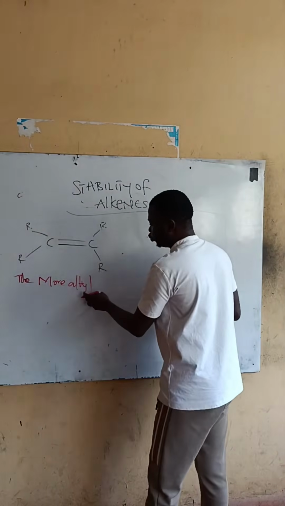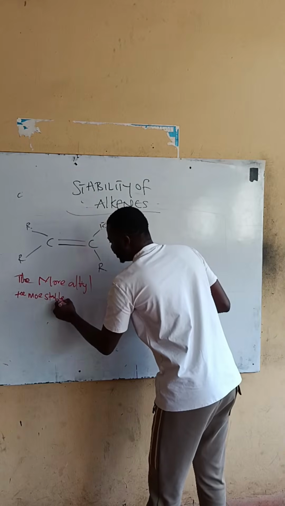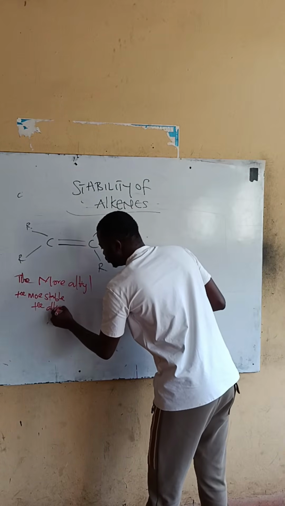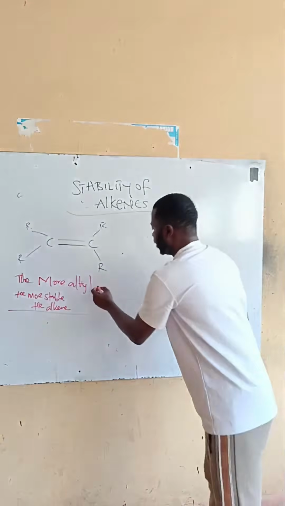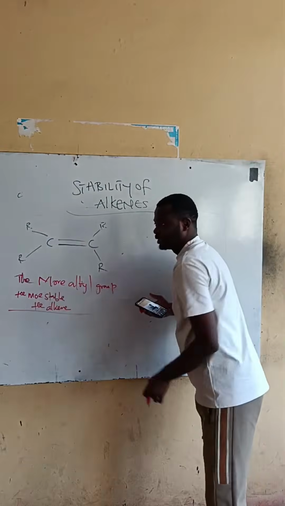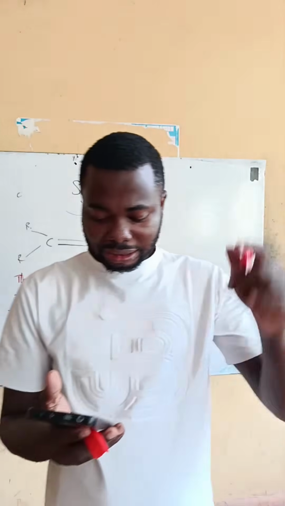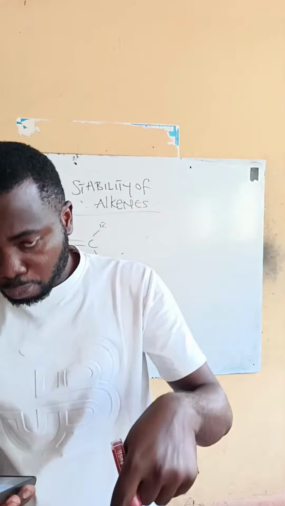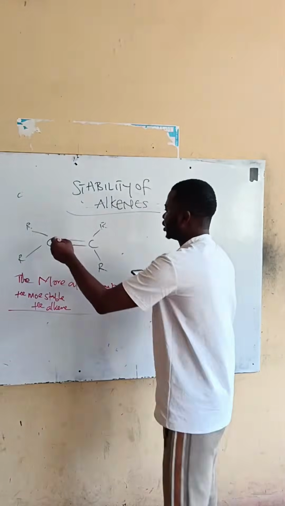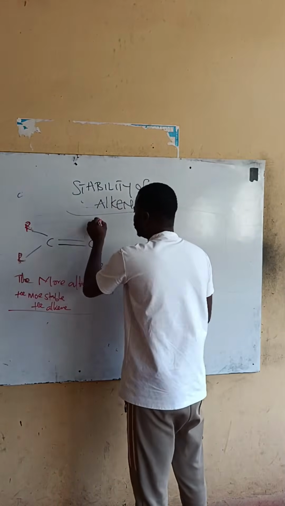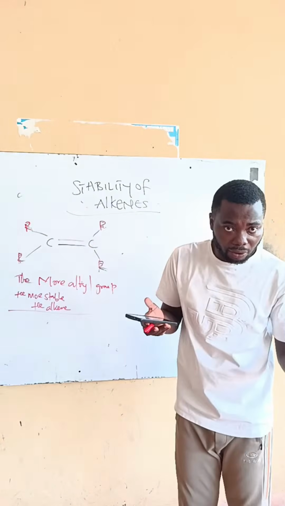The more the alkyl group, the more stable the alkene. Everybody should note that. Write that. The more the alkyl group, the more stable the alkene. Is that clear? Now, what are alkyl groups? Alkyl groups are methyl, ethyl, and the like, and propyl. Is that okay?